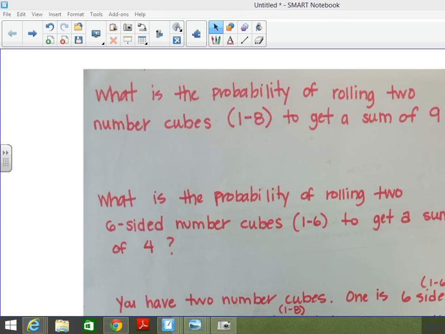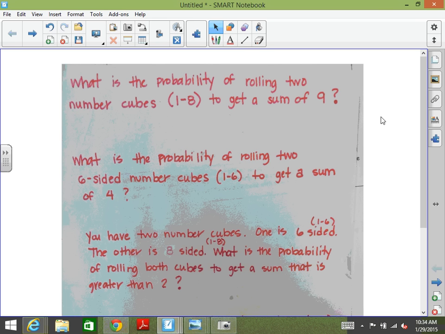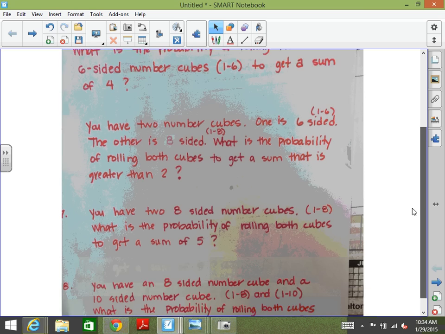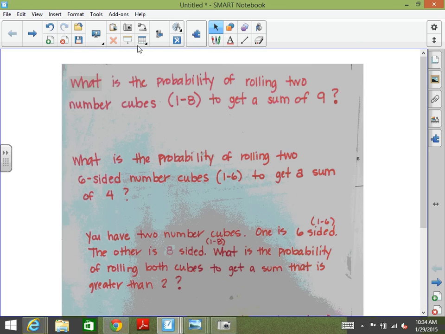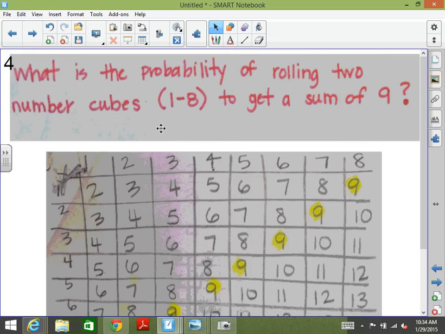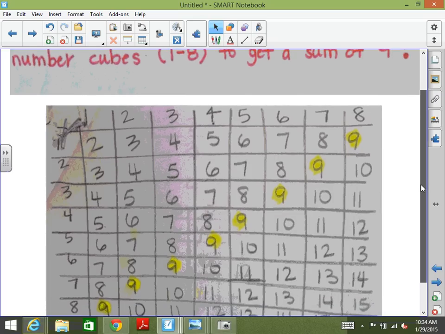Okay, at this time, you should be pretty much finished with this sheet. So now that you are finished answering all of your questions, 4, 5, 6, 7, and 8 on your own, we're now going to go over these questions and see if you are correct. So let's start with number 4. Number 4, it wants a sum of 9. And here's my chart that I got on the screen.